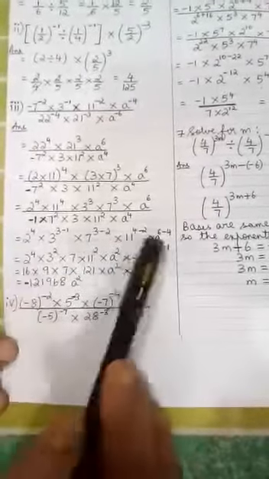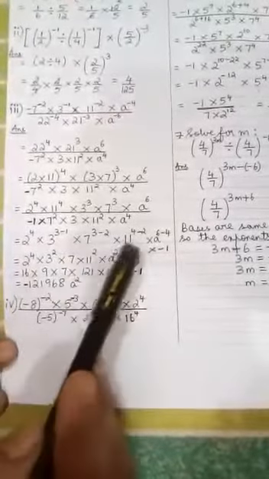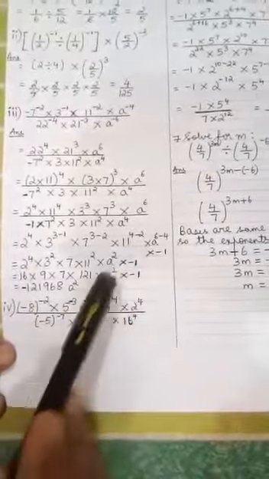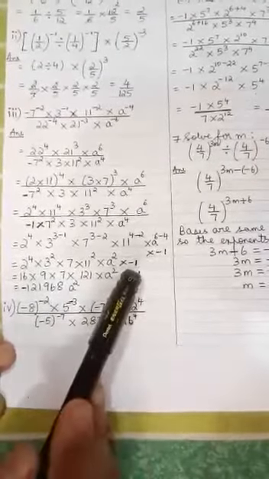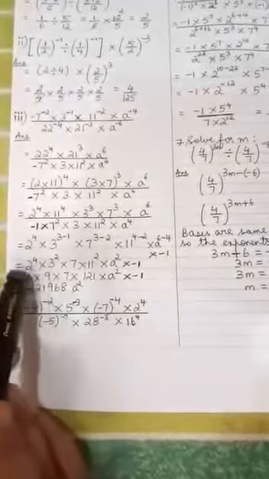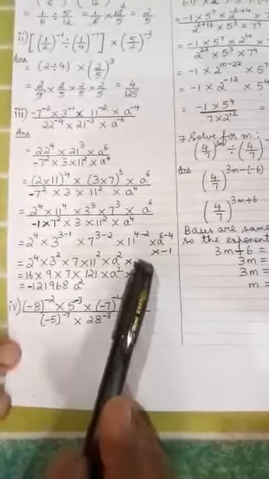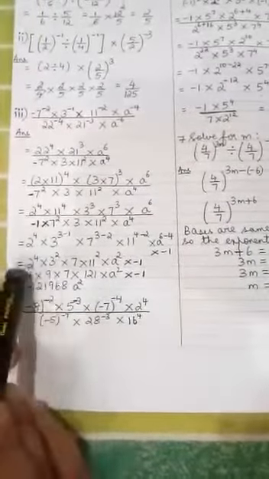Next, let's simplify this. 2 power 4 into 3 square into 7 into 11 square into a square into minus 1. Now, since the product is going to be large, we could leave the answer at this step itself. I have just shown the final product. You could also leave your answer here.